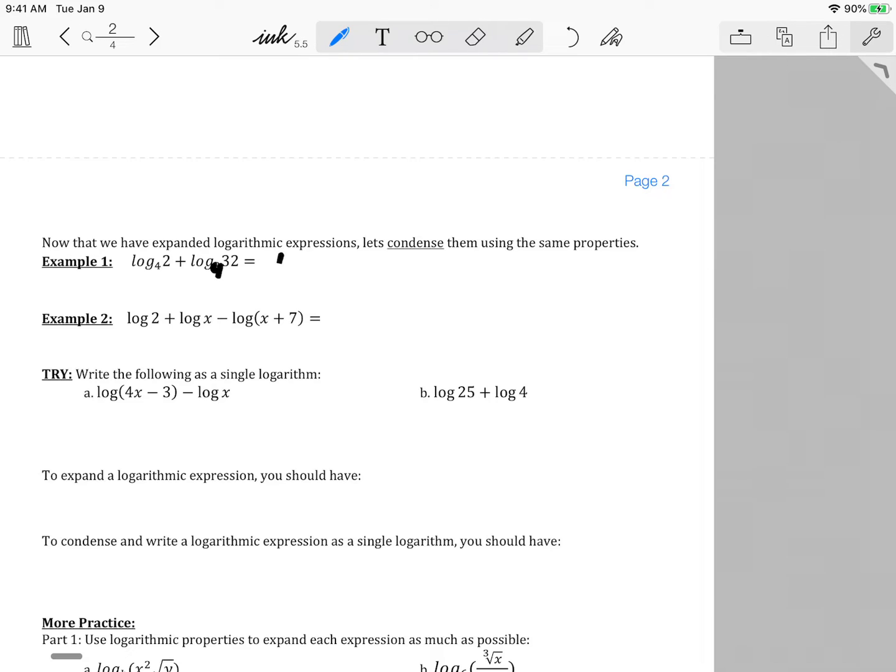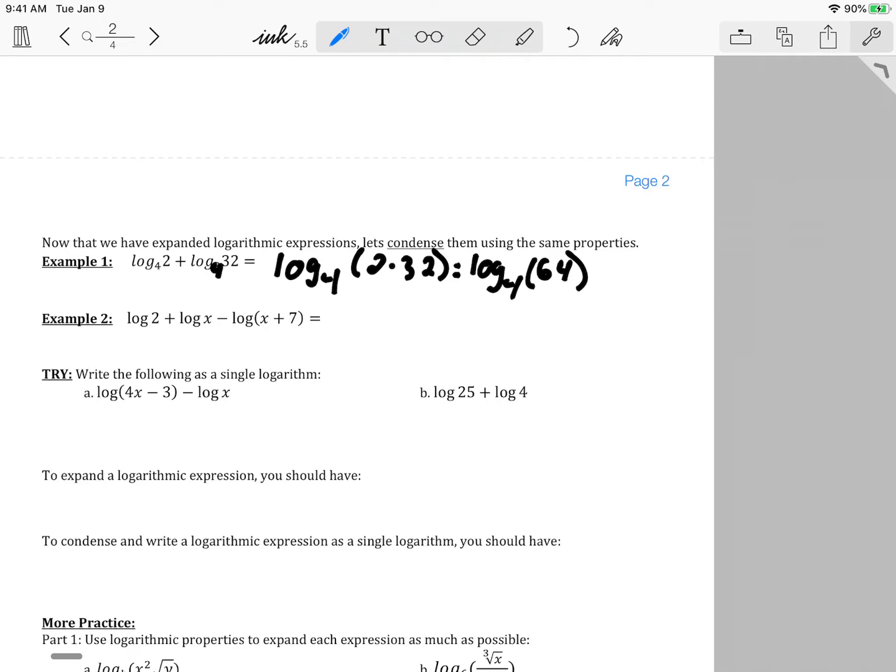So I want to write this as a single log. So this is log base 4. Addition goes with multiplication. So this is 2 times 32. Well, log base 4, 2 times 32 is 64. So that's log base 4 of 64 if I'm rewriting it.